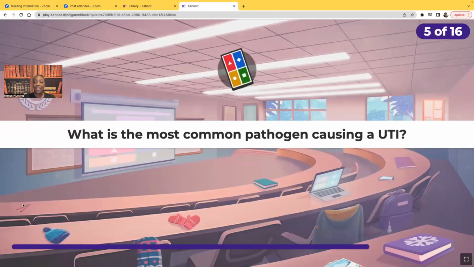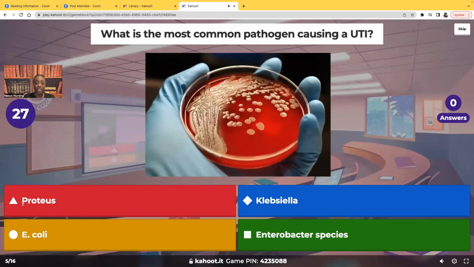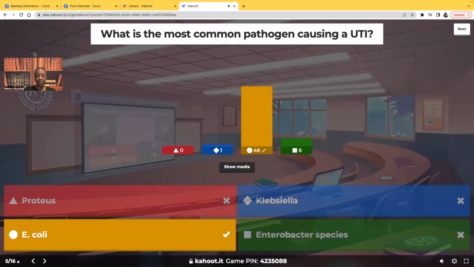What is the most common pathogen that causes a urinary tract infection? Is it Proteus? Is it Klebsiella? Is it E. coli? Or is it Enterobacter species? What do you guys think? It's E. coli. It's E. coli. And where's E. coli found? In the stool, in feces, right?